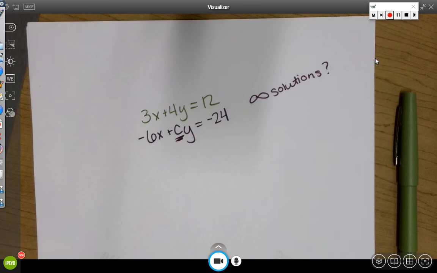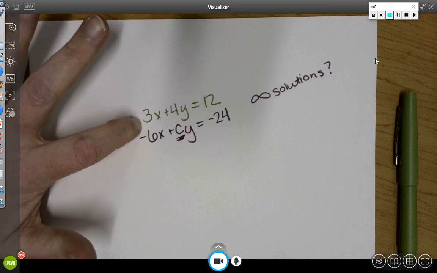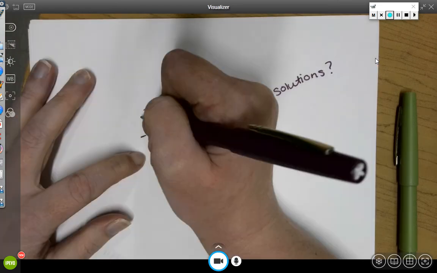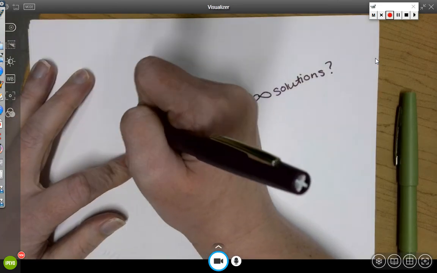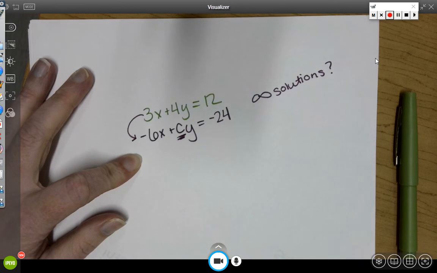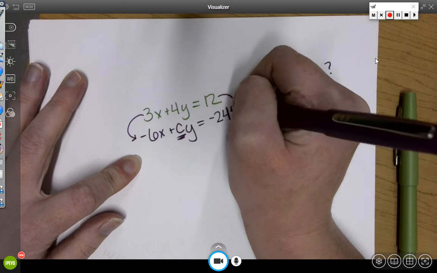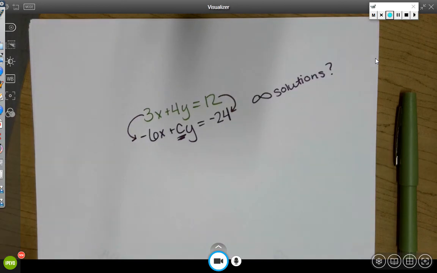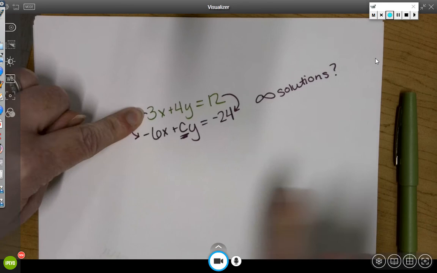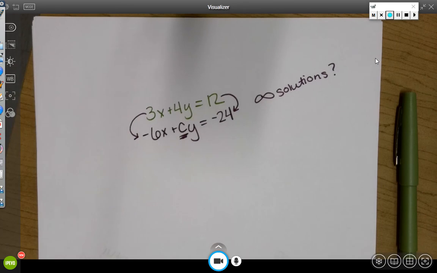All right. So if it's infinitely many, it's going to be the same line. So I need my slope to be the same. So I need to manipulate this equation so that it would be the same as this equation. So what could I do to 3 to get negative 6x? And what could I do to 12 to get to negative 24? So I've got to multiply it. I could multiply this entire top equation by negative 2, and then the two equations would be equivalent.